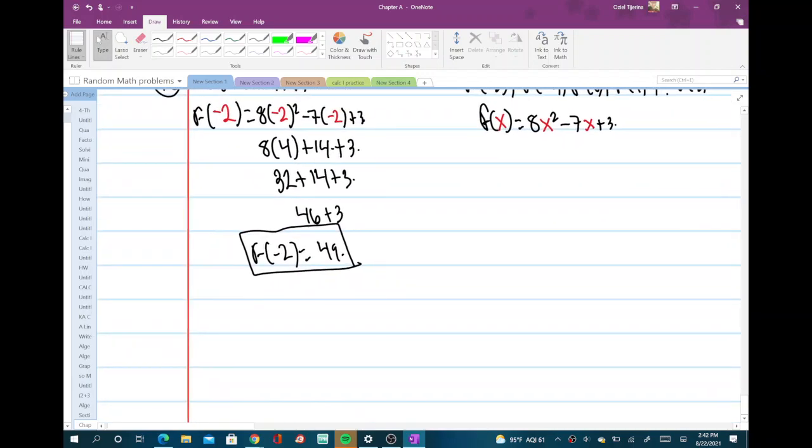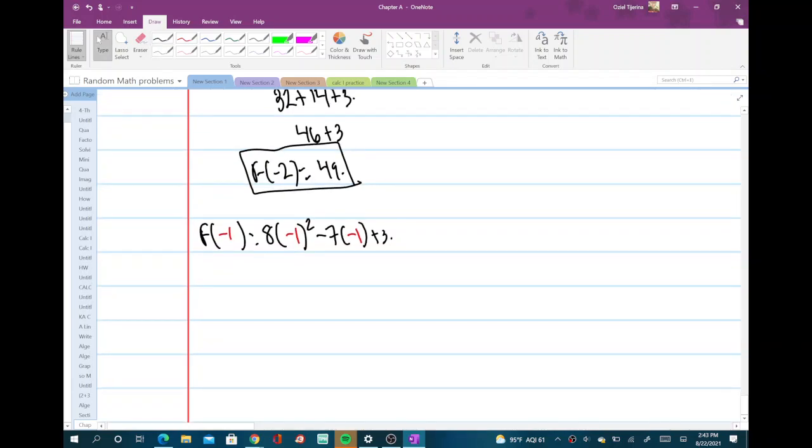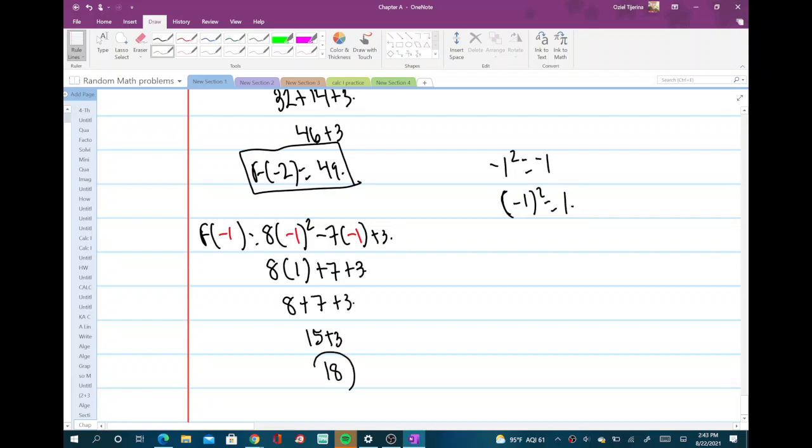Now, what about f of negative 1? For f of negative 1, you're going to do the same exact thing. It's equal to 8 times negative 1 squared minus 7 times negative 1 plus 3. Like I said, if it has parentheses on it, remember: negative 1 squared is equal to negative 1, but negative 1 quantity squared, parentheses squared, equals 1. So you're going to have 8 times 1, and then negative 7 times negative 1 is positive 7, and then plus 3. Then you just go from left to right: 8 plus 7 plus 3. This is 15 plus 3, and that is 18, right?